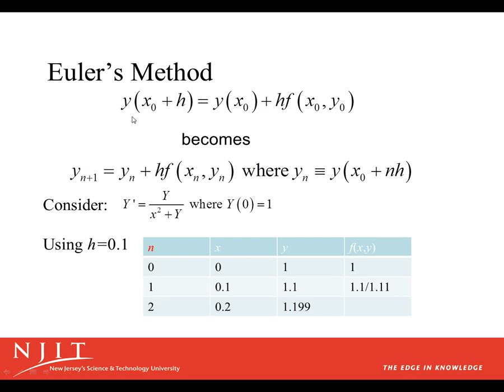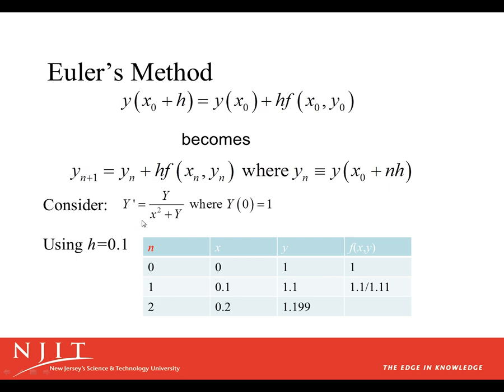Okay, here's an example of using Euler's method, right? This is the method, y of x naught plus h is y of x naught plus h times f of x naught, y naught, which in general at the nth step would become y n plus 1 equals y n plus h times f of x n, y n, where y n is y of x naught plus n h.